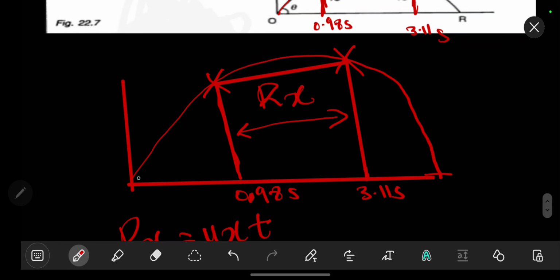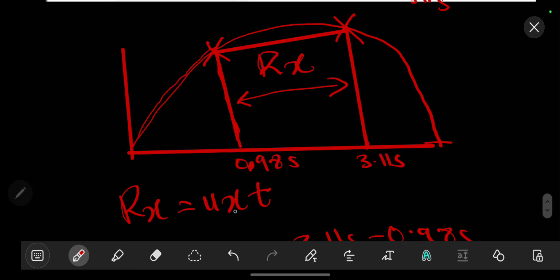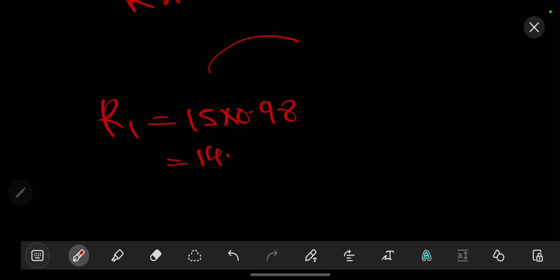If you want, you can find the range from here up to here, like that. So the range in x is equal to 15 times the time taken, 0.98. We can call this range 1. From that point to that point, it will give us 15 times the time taken for the first part, 0.98. This will give us a value of 14.7.